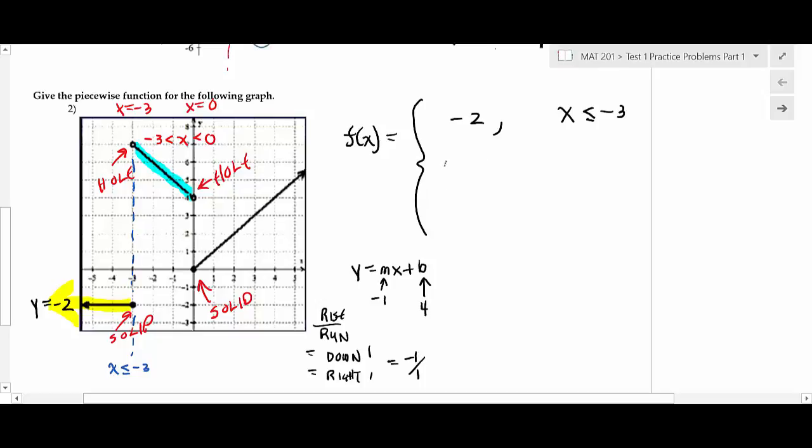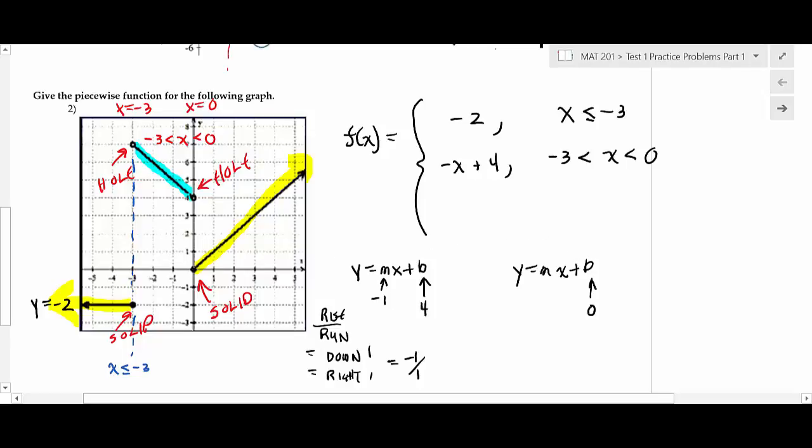So that line is going to be -x plus 4. And it's going to be defined on the interval -3 less than x less than 0. You got holes at the end of those, so you got to pay attention to those less thans right there. Okay, then the last piece that we're going to have on here goes back to this part right here, which again is a line. So again, you have y equals mx plus b. Okay, the y-intercept clearly is 0.